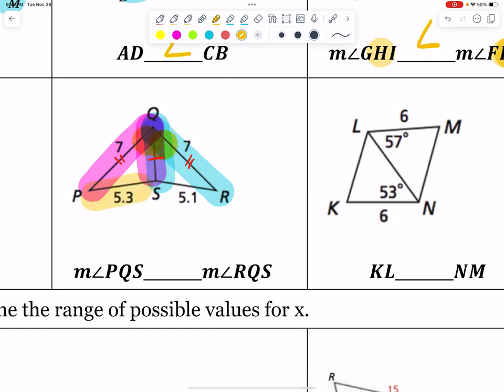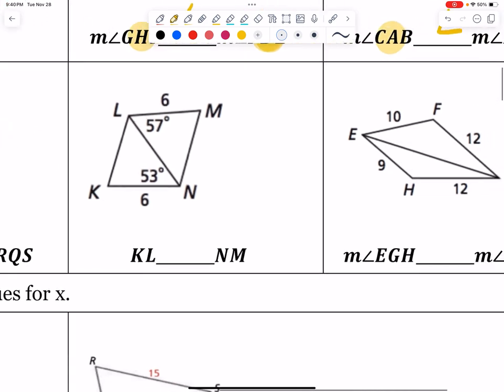One opens to 5.3, one opens to 5.1. So which angle must be larger? The angle across from the larger side, which is going to be angle PQS. PQS would have to be greater because 5.3 is greater than 5.1. So this star angle would have to be a little bit bigger, not much. You can tell because these values are so close, but it's going to be a little bit bigger than the measure of angle RQS.